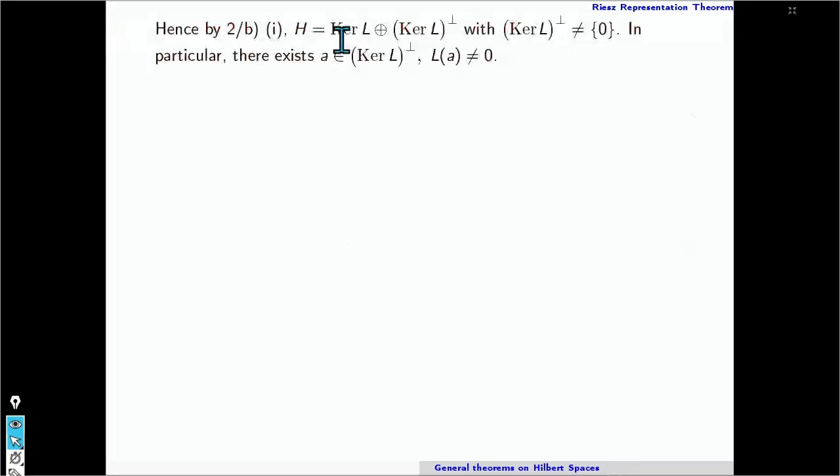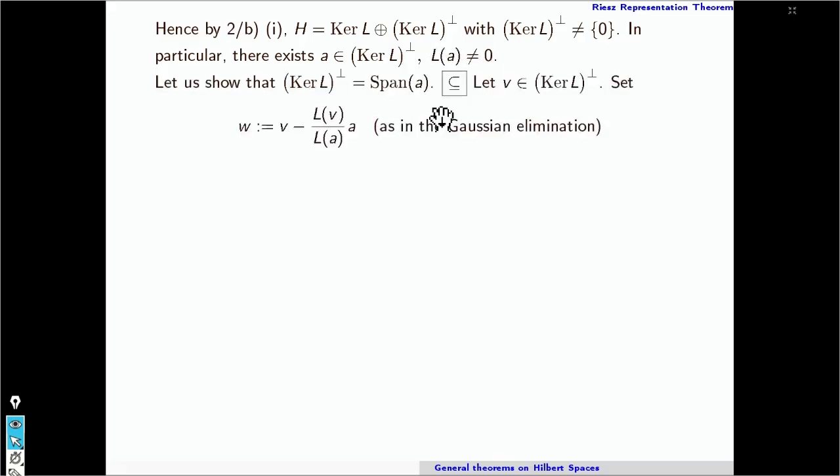Because it is not the whole space, the orthogonal complement exists, first of all, because this is a closed linear subspace, and the orthogonal complement is not empty, not reduced to zero. So there exists an element a such that L(a) is non-zero, and we now want to show that it generates the whole space. It suffices to show one inclusion, since a is an element of the orthogonal. So let us take an element in the kernel orthogonal and consider this linear combination.